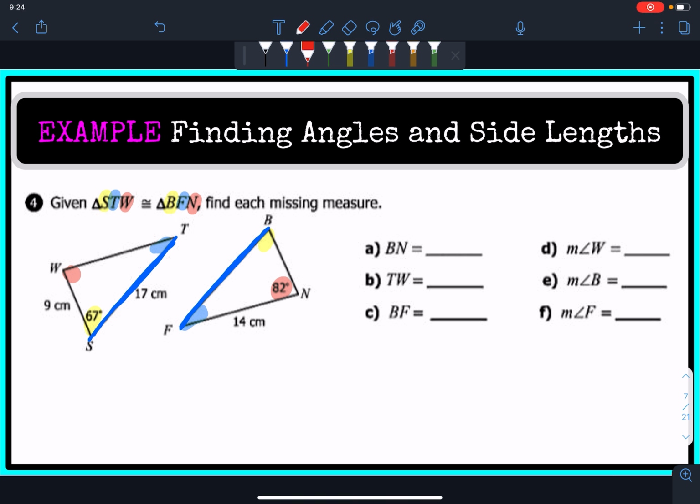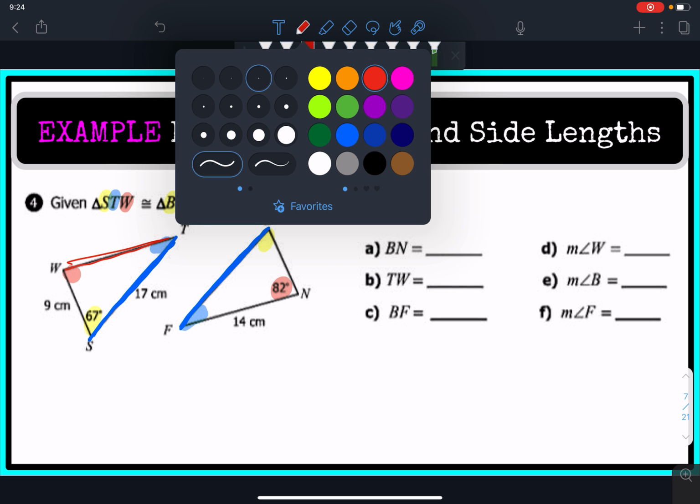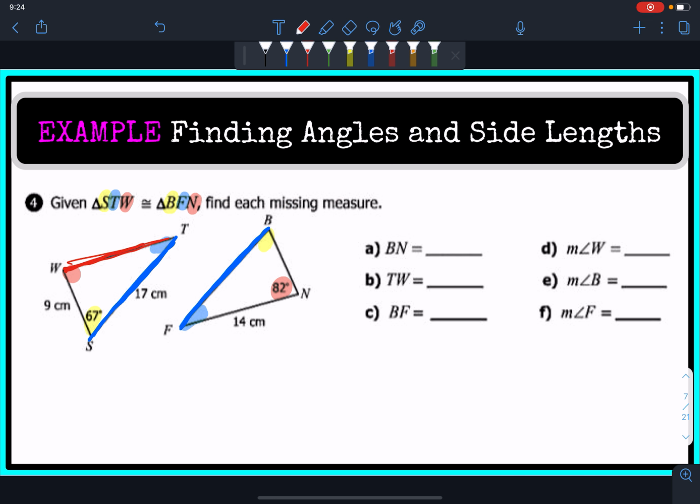T to W. So from the second to the third, T to W, which is this top side right here. Let me get a thicker pen. There we go, so it can stand out. T to W would correspond to FN. Again, second two, second two.